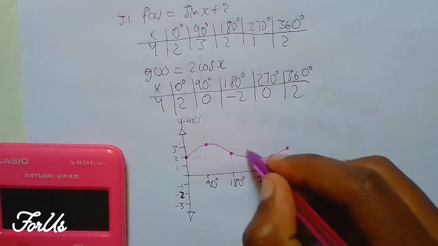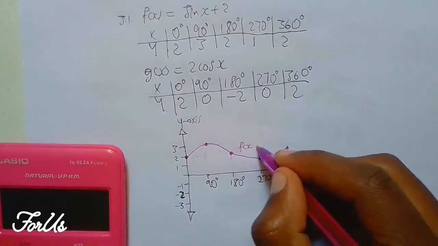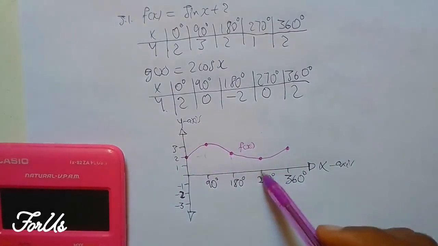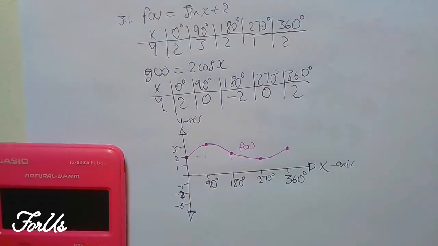Then we can just do something like this. As you can see, this is the graph of f of x. The intercepts and the turning points are clearly indicated. Now we can draw the graph of g of x.